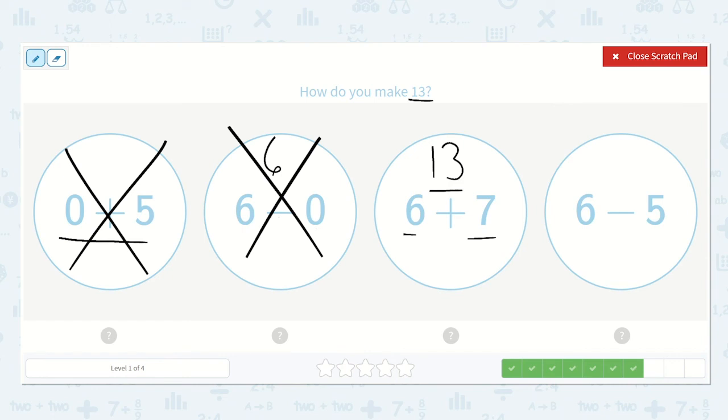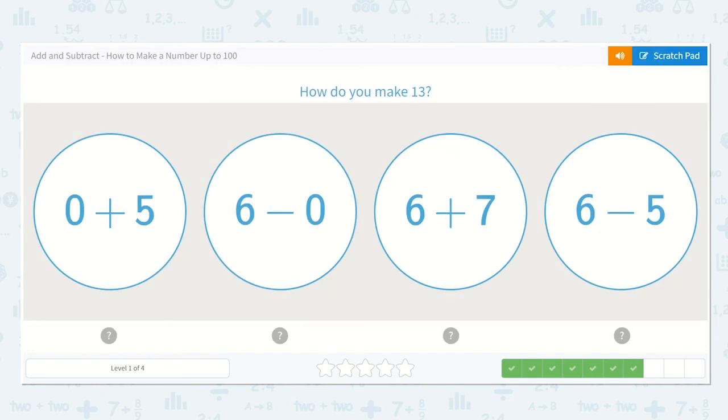Let's look at our last one just to make sure. 6 minus 5. Well, I know 6 is already smaller than 13, so if we're taking more away from it, we know it will not equal 13. So 6 plus 7 is equal to 13.